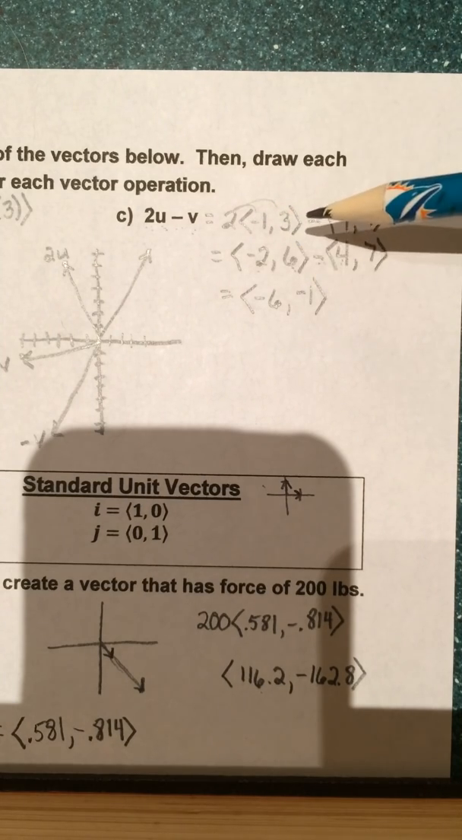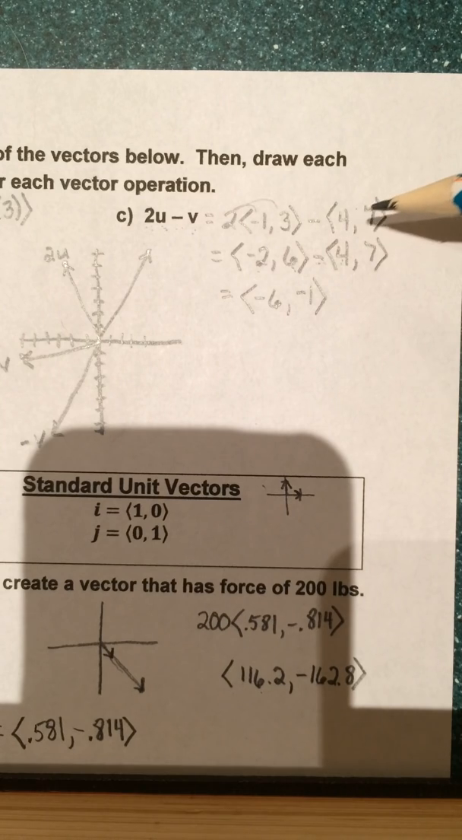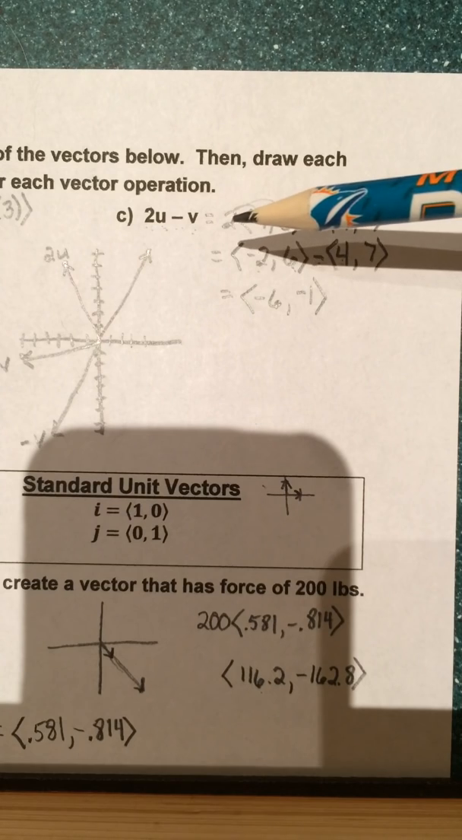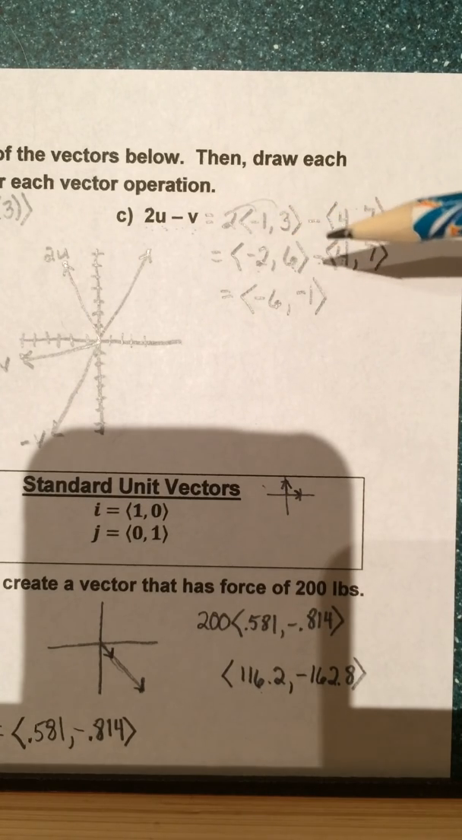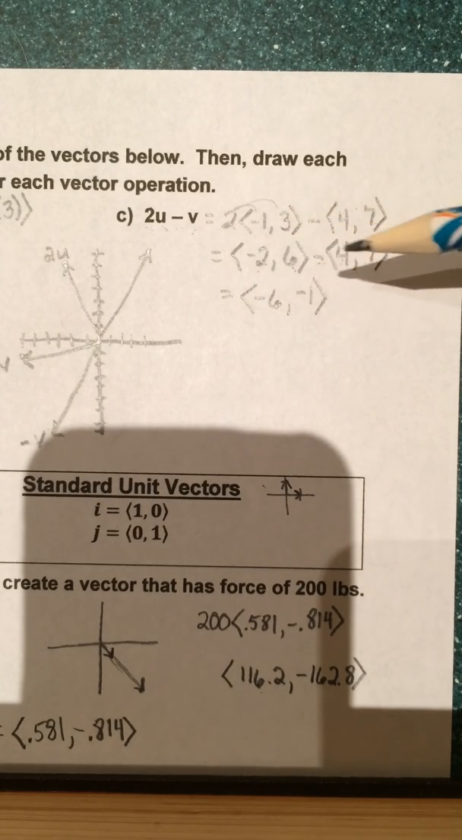And then I'm subtracting vector v. So I just put minus and then wrote down what vector v was, 4, 7. And I didn't do anything to vector v on this second step, just simply carried it down because I was distributing the 2. And then once I get these two vectors, I go ahead and put these two vectors together.